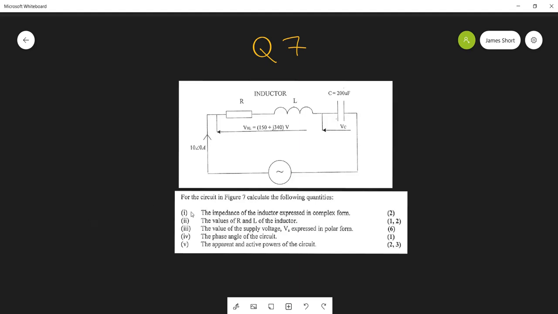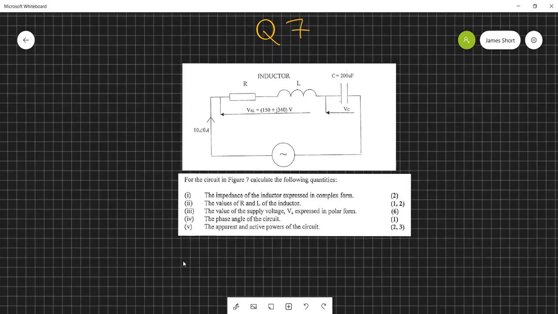Okay, so question 7 is an AC circuit. We are given the supply current, which is taken as reference. That is 10 amps at 0 degrees. We're given the voltage drop across the combination of the resistor and inductor. And we're given the capacitance value. And we're asked, first of all, calculate the impedance of the inductor expressed in complex form.